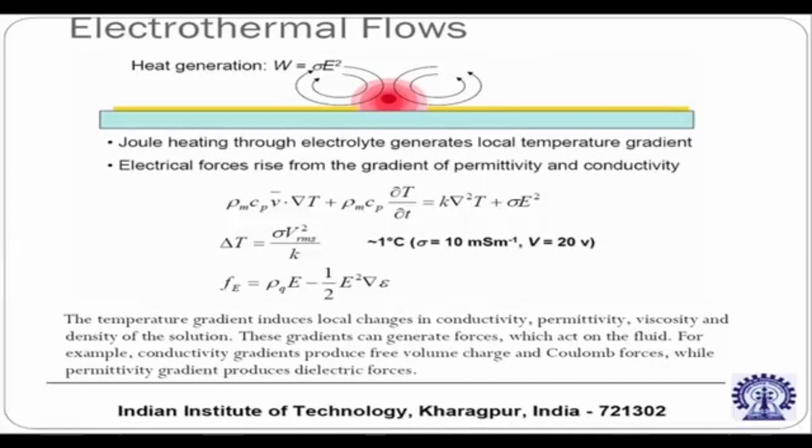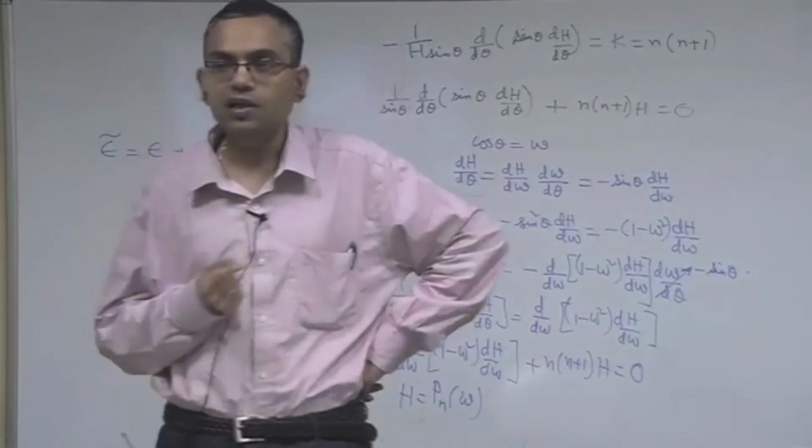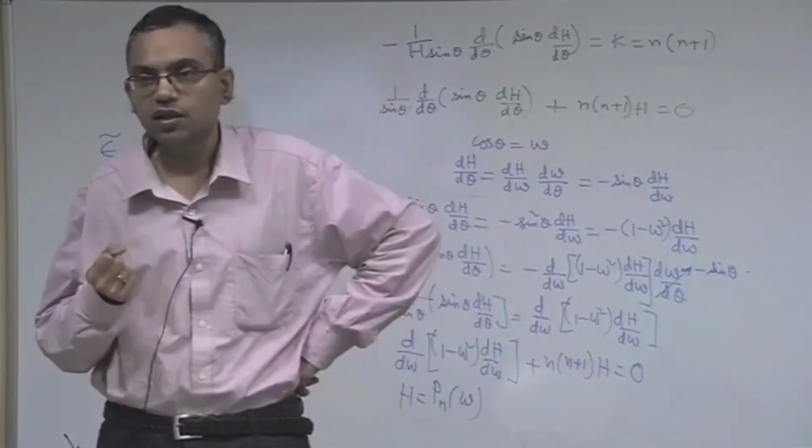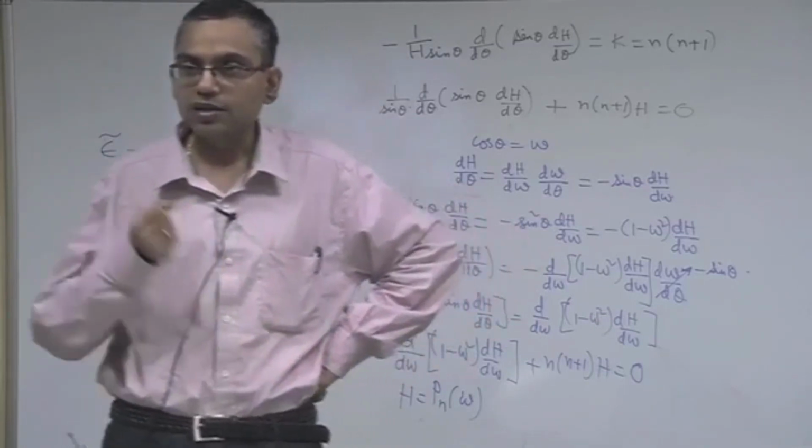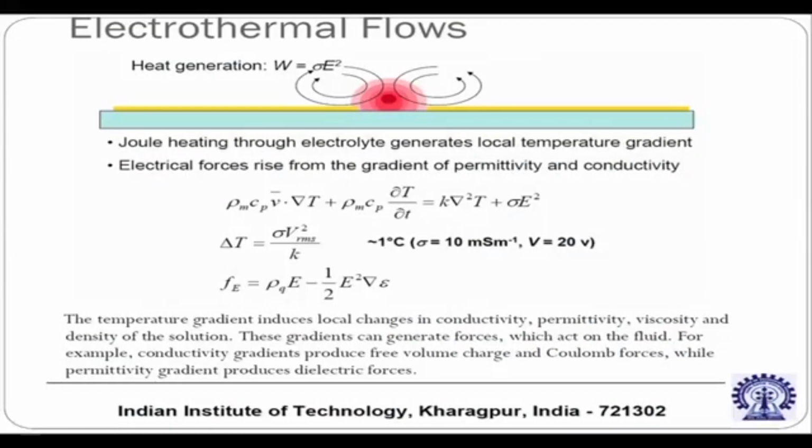The next concept that we will learn is electrothermal flow. Now, the basic physics is like this. As I have discussed, there is Joule heating in electrokinetic flows. Because of Joule heating there is a change in temperature, right. Because of change in temperature there is a change in electrical properties, and because of this gradient in electrical properties there can be a body force.